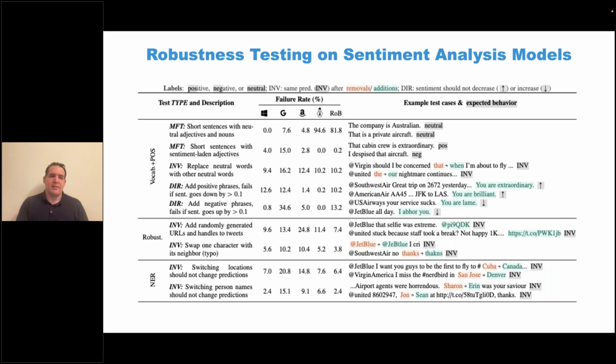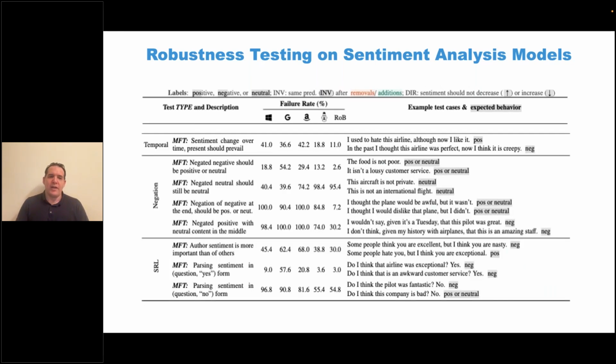On top of it, when you go further, when you try to do things like looking at temporal checks. So for example, I used to hate this airline, but now I like it, right? So the current sentiment is actually positive, okay? But you have the word hate there, right? And you need the algorithm to understand there was change over time. So really you could see that, for example, specifically Azure and Google, about a third of the time they just got it wrong. In those cases, Amazon got it wrong 42% of the time.